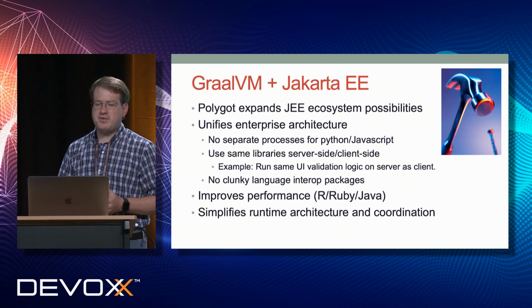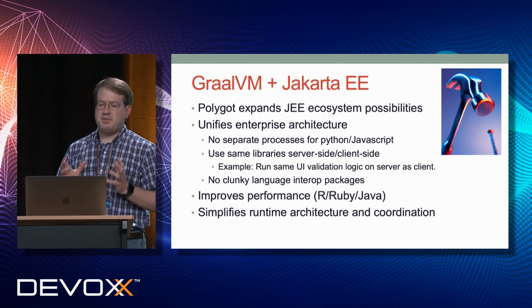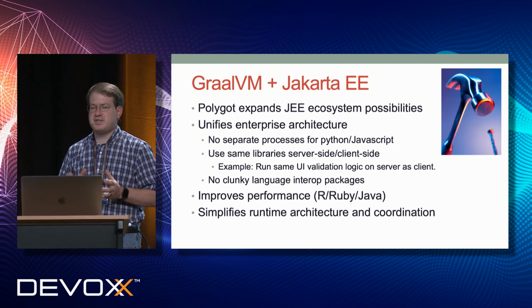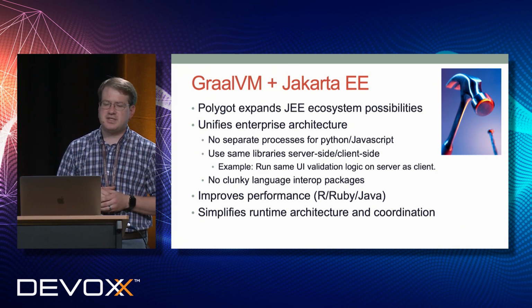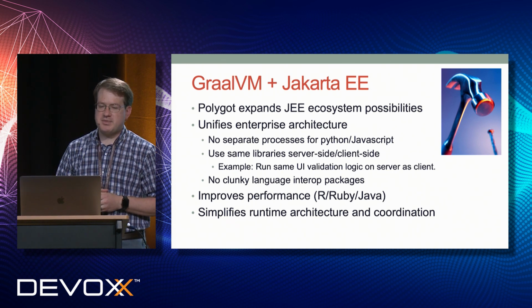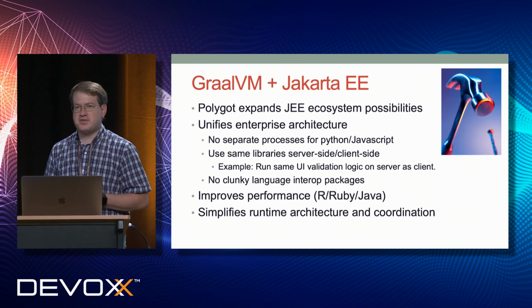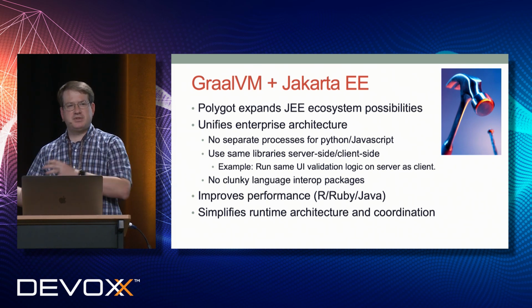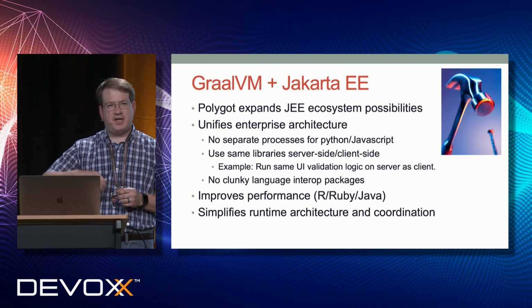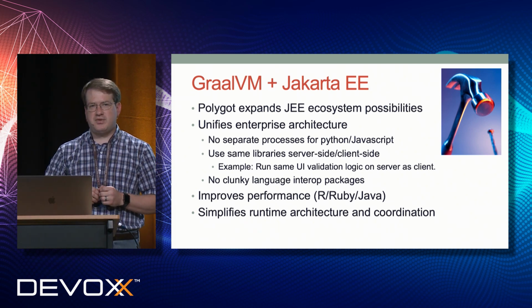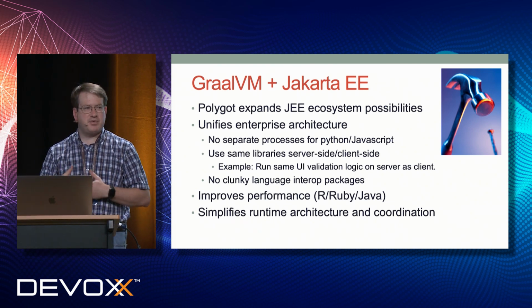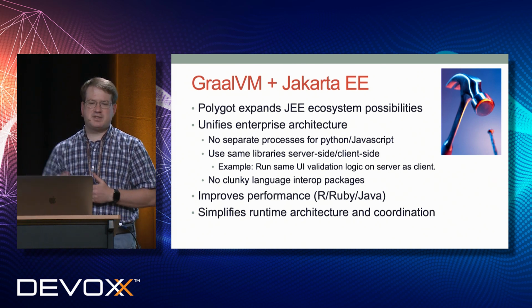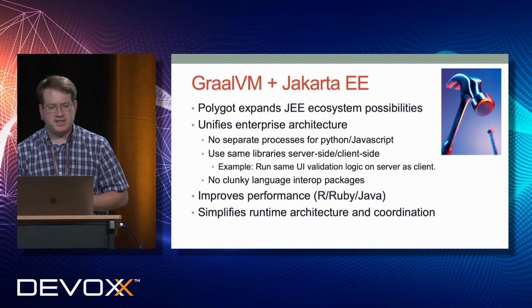So now, GraalVM with Jakarta EE. The Polyglot expands the Java ecosystem possibilities exponentially. So it allows us to unify enterprise architecture. So now if you have some system that's written in Python, you don't have to run that separately. You can actually run that within the JVM. You don't have to do a process.execute. You don't have to send it off to some other server or come up with some way to interact, have it expose services, etc. You can actually use it in process.